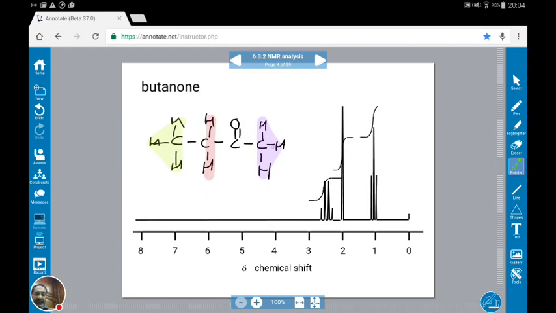And the reason for that is this CH3 group is next to a C double bond O. But this CH3 group is next to a CH2. So therefore this CH3 or methyl group is not the same as this. And equally, this set of 2 hydrogens is unique because it's the only CH2 group there. And on the one side you have a CH3, the other side has a C double bond O. So in this case we have 3 different environments and we have 3 different sets of peaks.